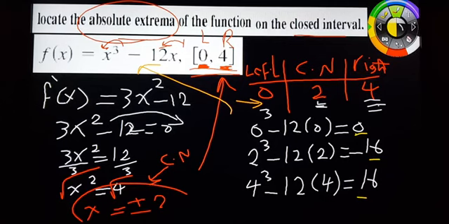As we see here, we compare all these values together. Which is the least one? Negative 16. So this is the minimum value. And the greatest one is positive 16. So this is the absolute maximum value.